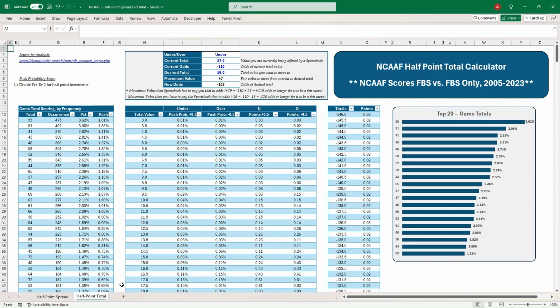And then the total is very similar, but we're looking at point outcomes, obviously. And here are the most common point outcomes for games: 55, 51, 41, 45 for college football.